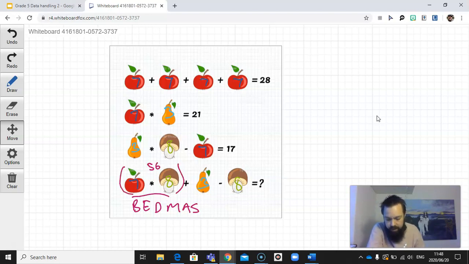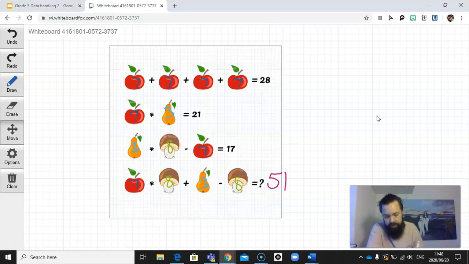And now that we've just got plus and minus left, we're going to go from left to right. So I'm going to go 56 plus 3 is 59. And 59 minus 8 is 51. And so my final answer is 51.